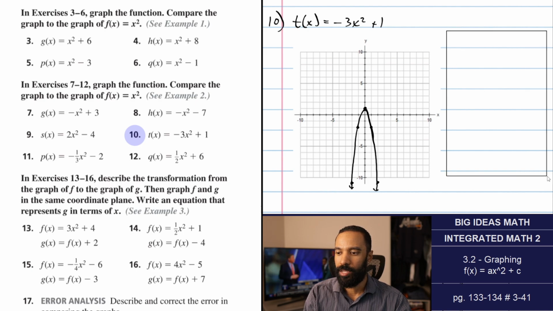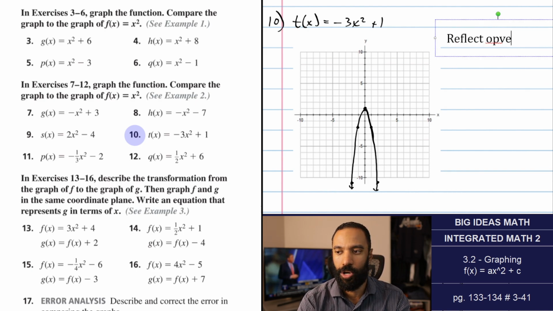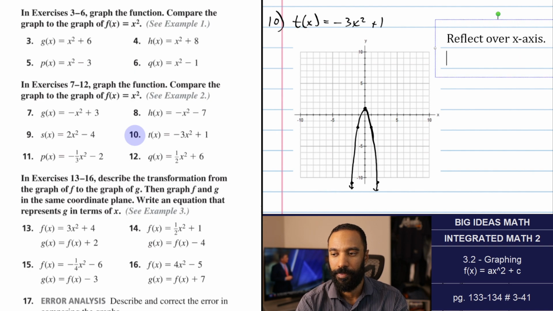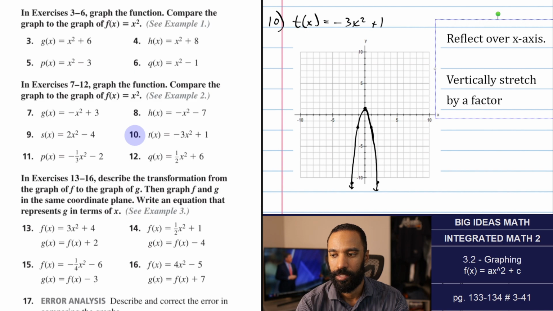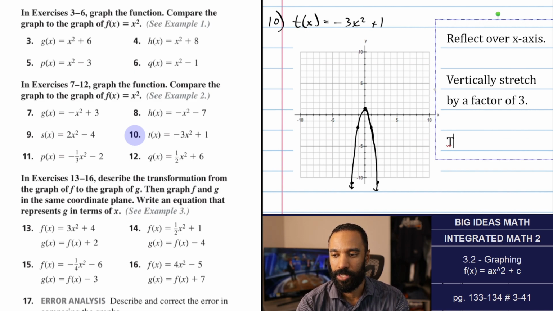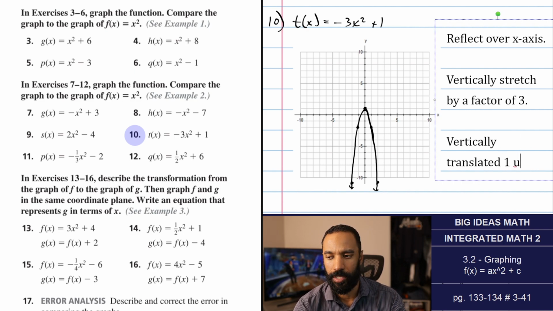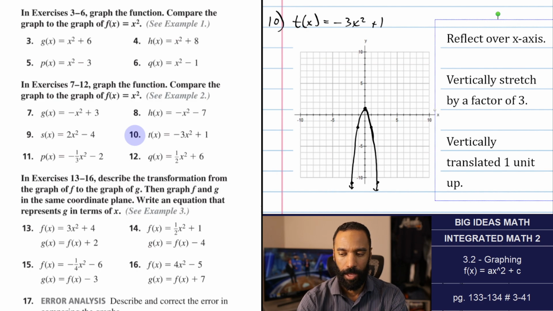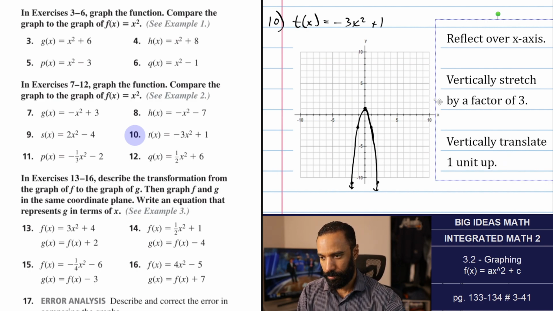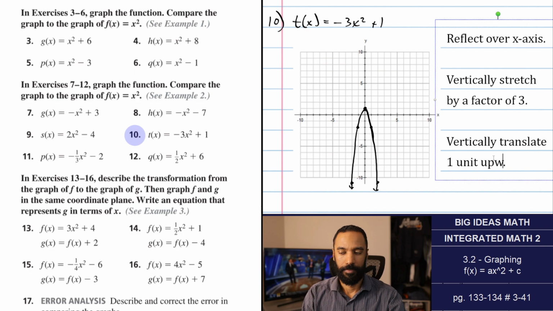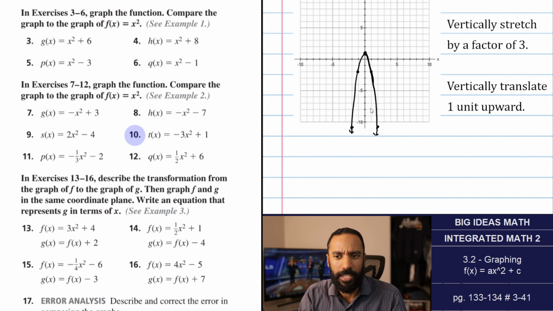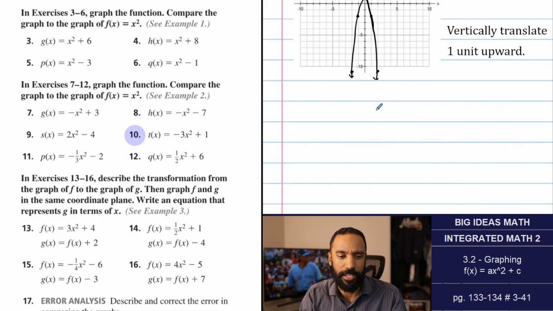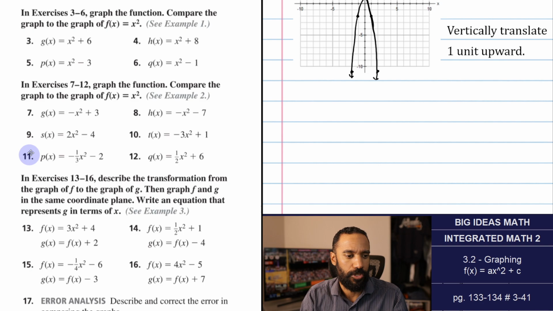So we reflected over the x-axis. That's what flipped it over. We vertically stretched by a factor of 3. And then we vertically translated. I don't think you have to say that, but we translated 1 unit upward. I guess you don't have to say vertical, but I want to remind you that that is a vertical translation on all of these. As long as you say the word up, I guess.